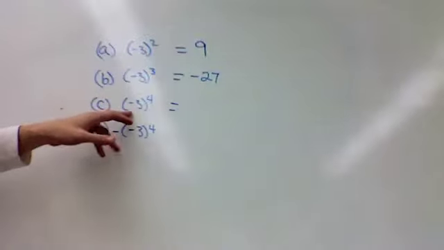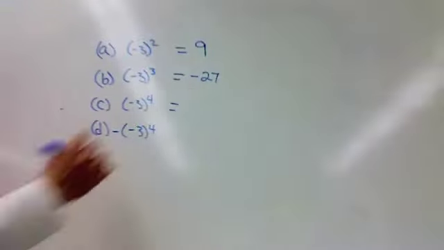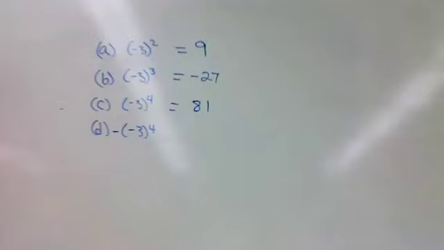Since the negative is inside the parentheses, the power is going to the negative 3. We know that it's going to be a positive number. It's going to be 81.